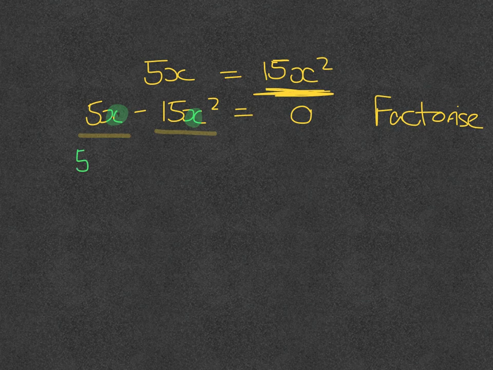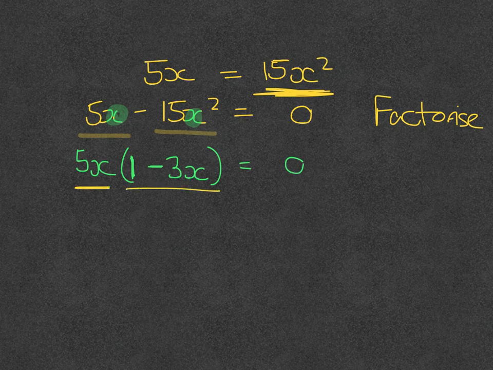So I'm going to pull 5x out the front and then put my bracket. Then go, what do I need to multiply 5x by to make it equal 5x? Well, that's just 1. What do I need to multiply 5x by to make it equal negative 15x squared? Well, 5 times negative 3 would be negative 15. And because it's x squared, I need to have an x in there as well. So that's going to equal 0. And then now you've got your brackets again.